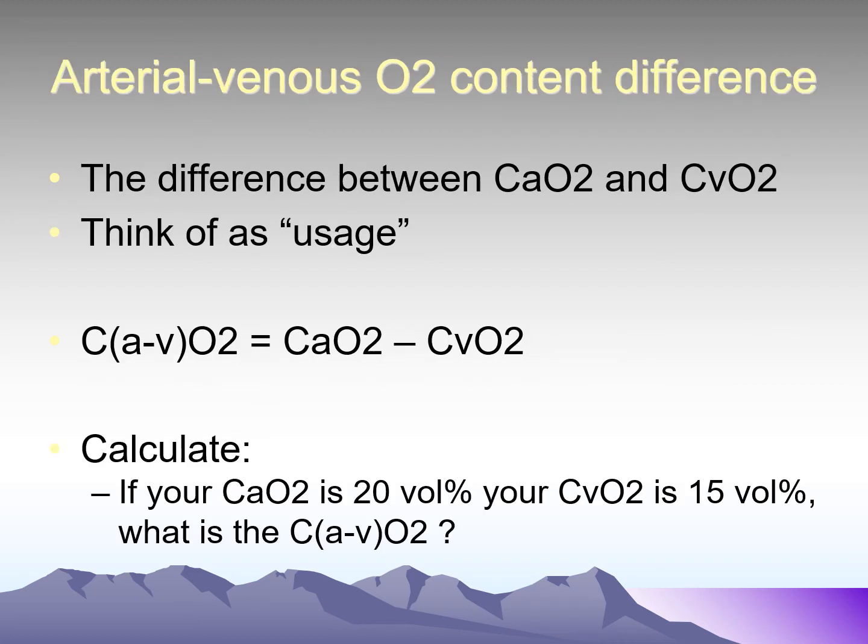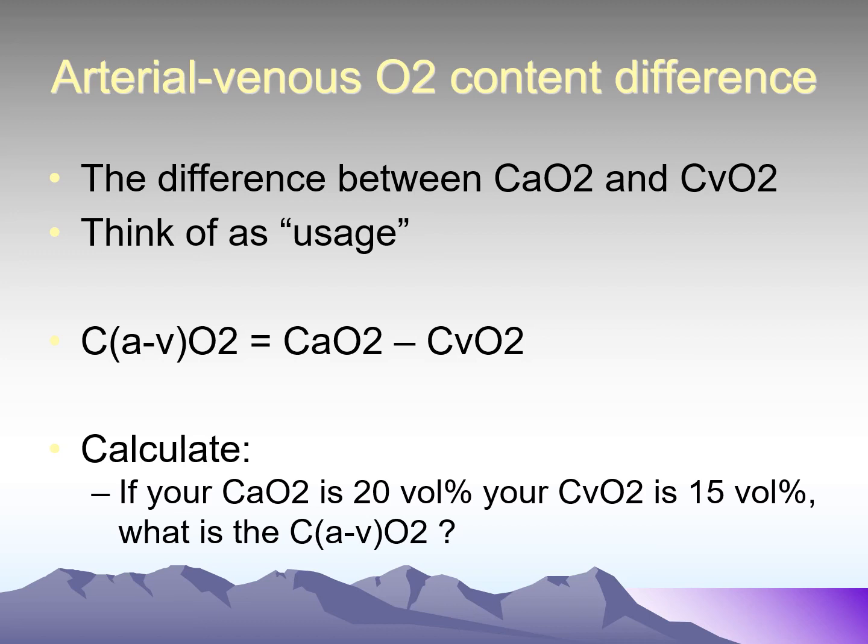All right, so now we look at the A to V difference. Okay, so we're looking at the difference between the CaO2 and the CvO2. So we look at what the body is actually using. So when we do the calculations on this, if we have a normal of about 20% in the CaO2 and a normal value of about 15% in the CvO2, the difference between those two is 5 volume percent, which is considered a normal value.